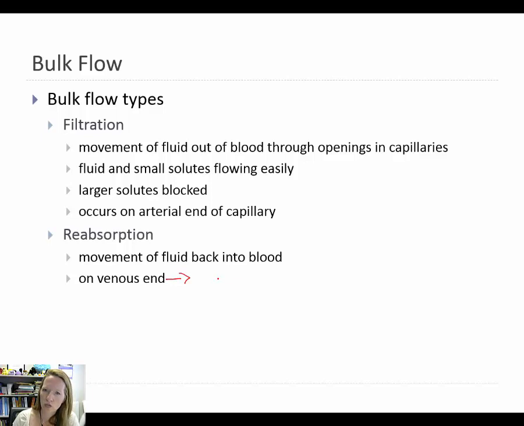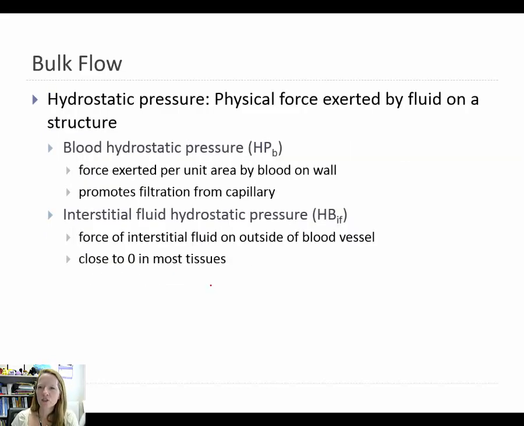So now we're going to take a look at the little details about how these movements are going to occur. How does filtration occur? How does reabsorption occur? Because it's not just that easy as putting your little coffee in there and clicking the button and letting the coffee maker do its job. No, it's never that easy in science.